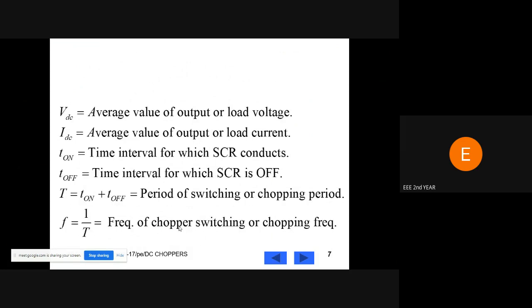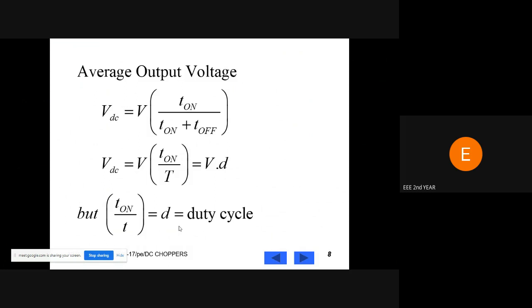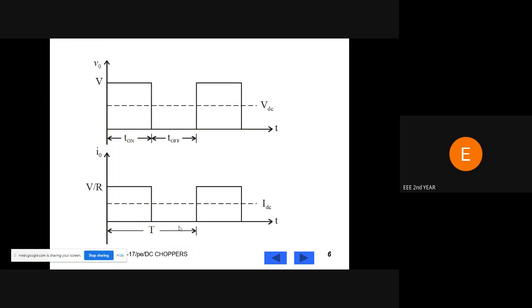Next, this is expressed in terms of the average output voltage. Before that, the total time period T stands for the sum of T on and T off. The sum of T on plus T off is called the total time period T. The total time period is equal to T on plus T off, and V naught is expressed as the output voltage and I naught as the output current.